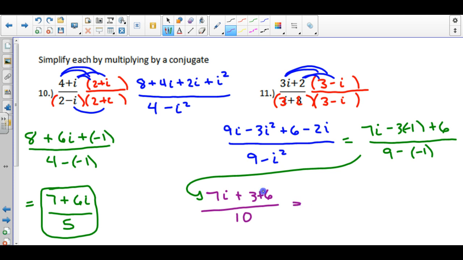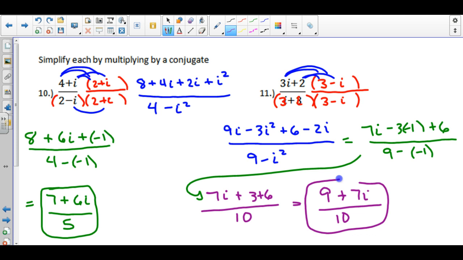One more step. Take the real number part and write that first. 3 plus 6 is 9. Bring down the plus 7i, and that whole thing is over 10. So again, by multiplying by the conjugate on the bottom, we got rid of the imaginary part in the denominator. Even though it's on the numerator, our goal was just to basically get it out of the bottom of that fraction. One more problem left.